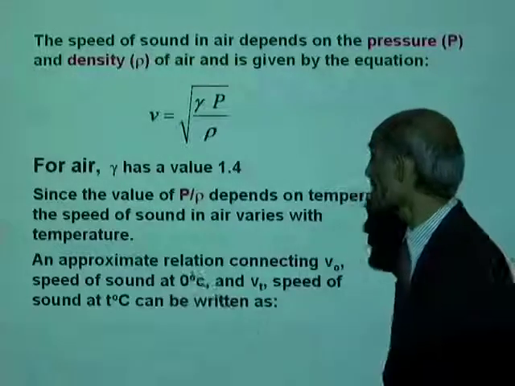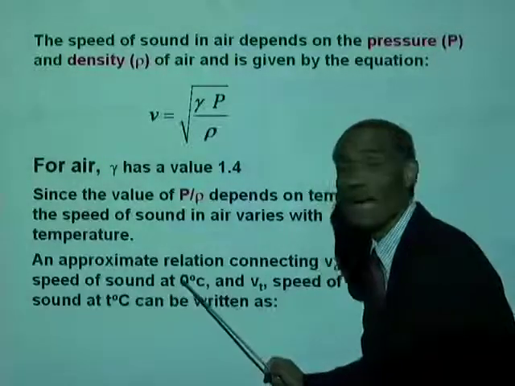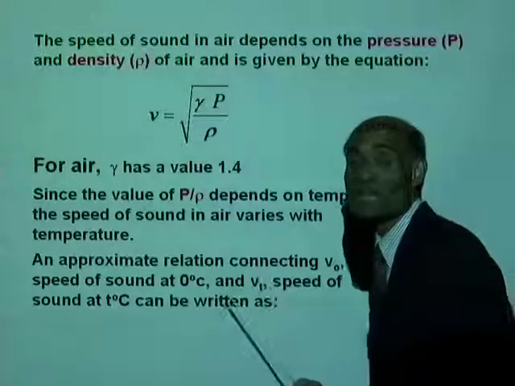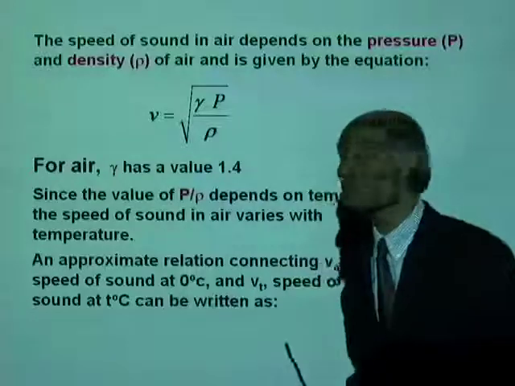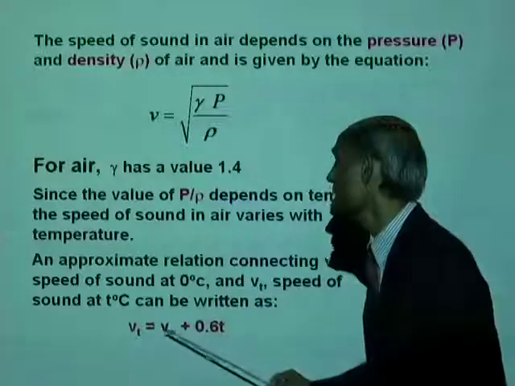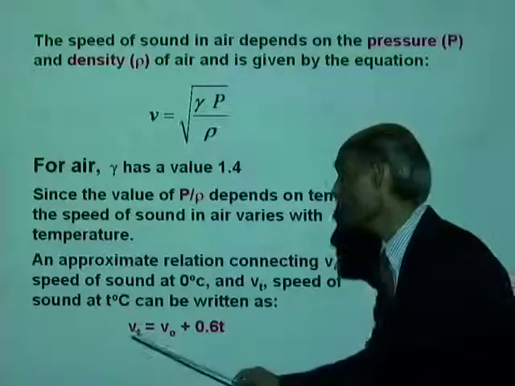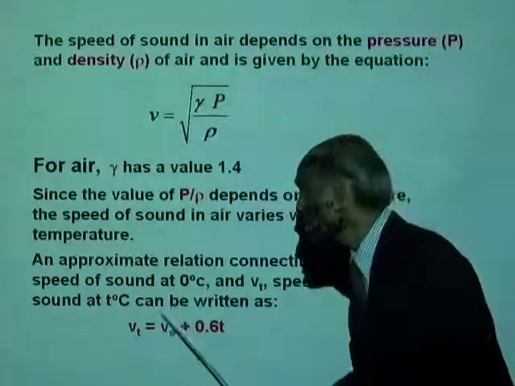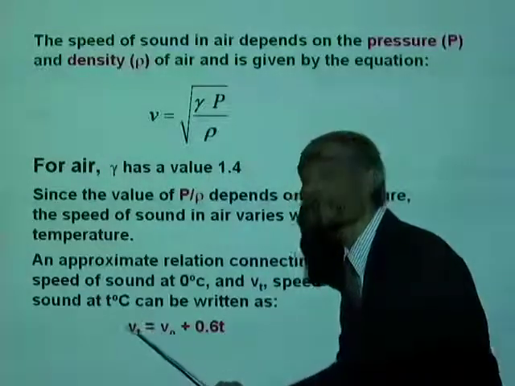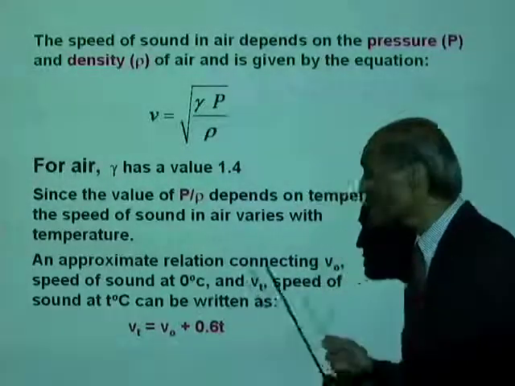Now, an approximate relation connecting V0, V0 stands for the speed of sound at 0 degrees Celsius, and V sub T, stands for the speed of sound at T degrees Celsius, can be written as V sub T equal to V0 plus 0.6 T. And this gives you a relation between speed of sound at 0 degrees Celsius, speed of sound at T degrees Celsius, and the temperature T. That is a very useful relation to remember.